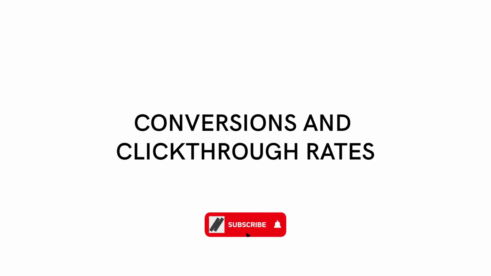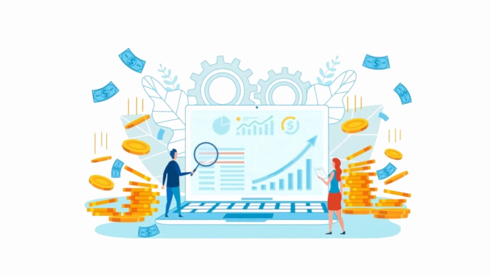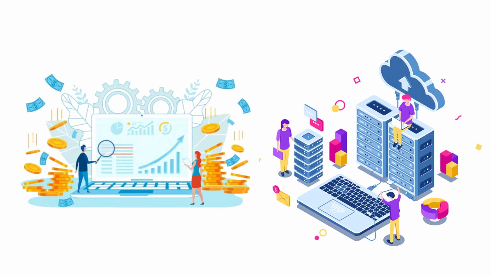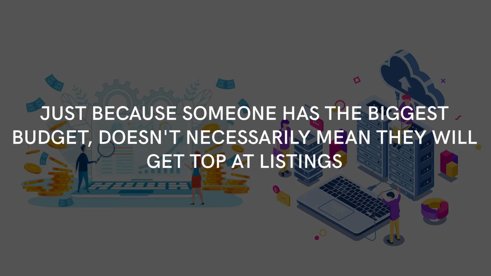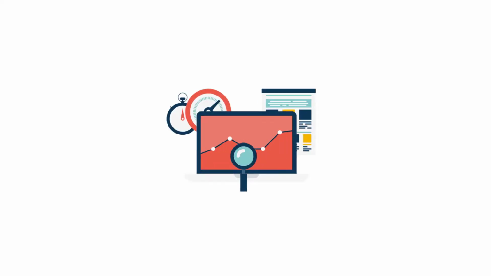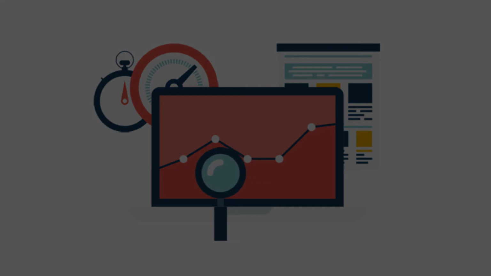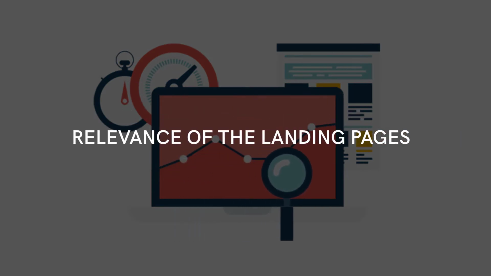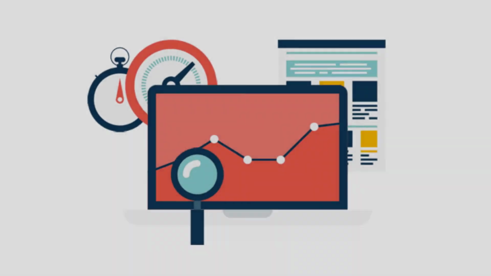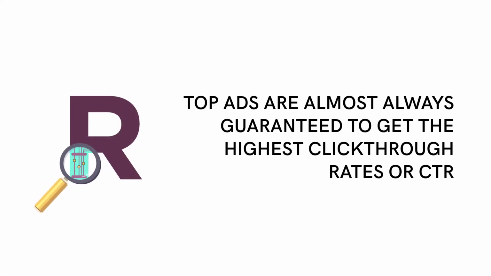Now let's discuss the conversions and click-through rates for adverts. The internet and search engines have created their platforms to be an even playing field for all businesses. This is why they have different factors to ensure that every advertiser can get their fair share. Just because someone has the biggest budget doesn't necessarily mean they will get top ad listings. A search engine's algorithm is complex to make it even for everyone. They consider a lot of different factors such as the relevance to keywords, the relevance of the landing page, and more. According to research, top ads are almost always guaranteed to get the highest click-through rates or CTRs.